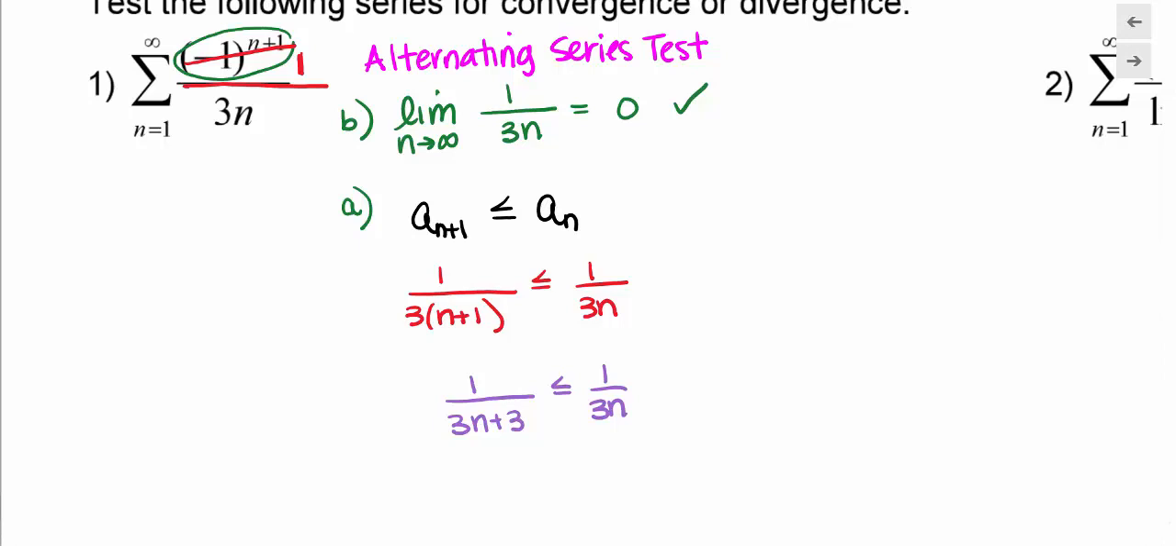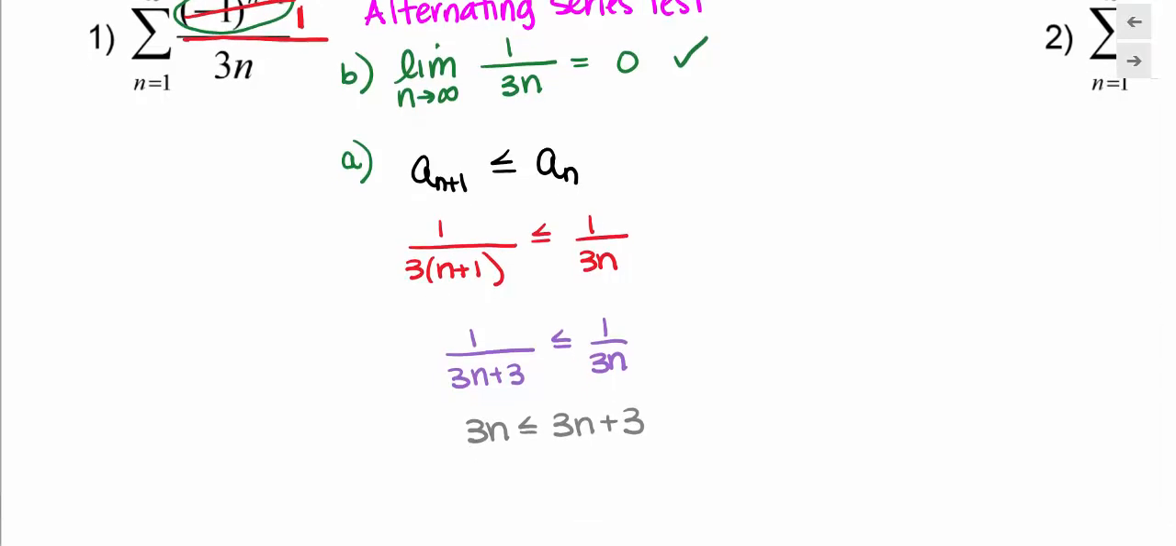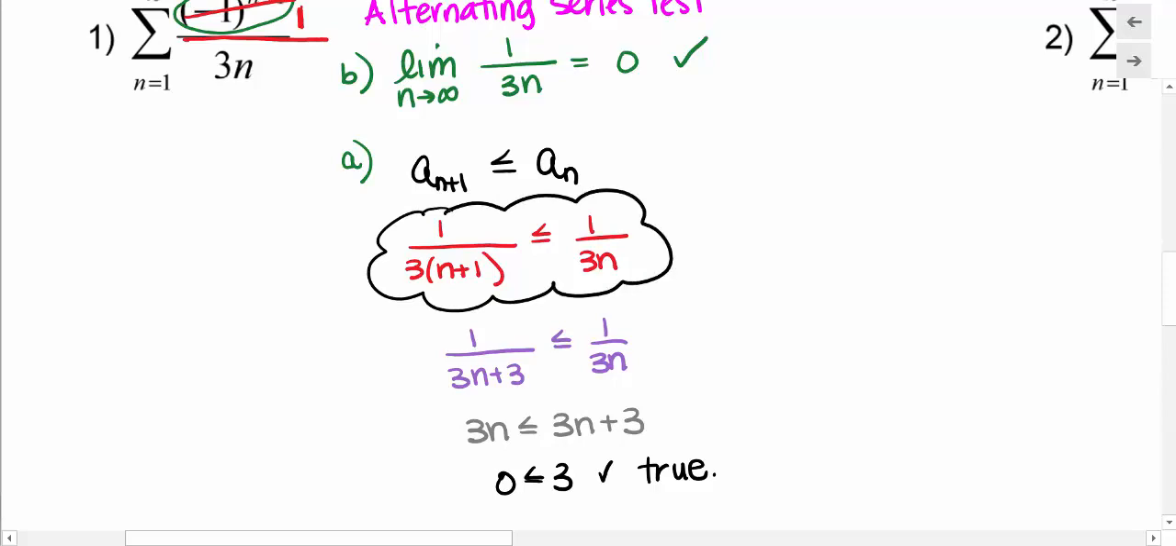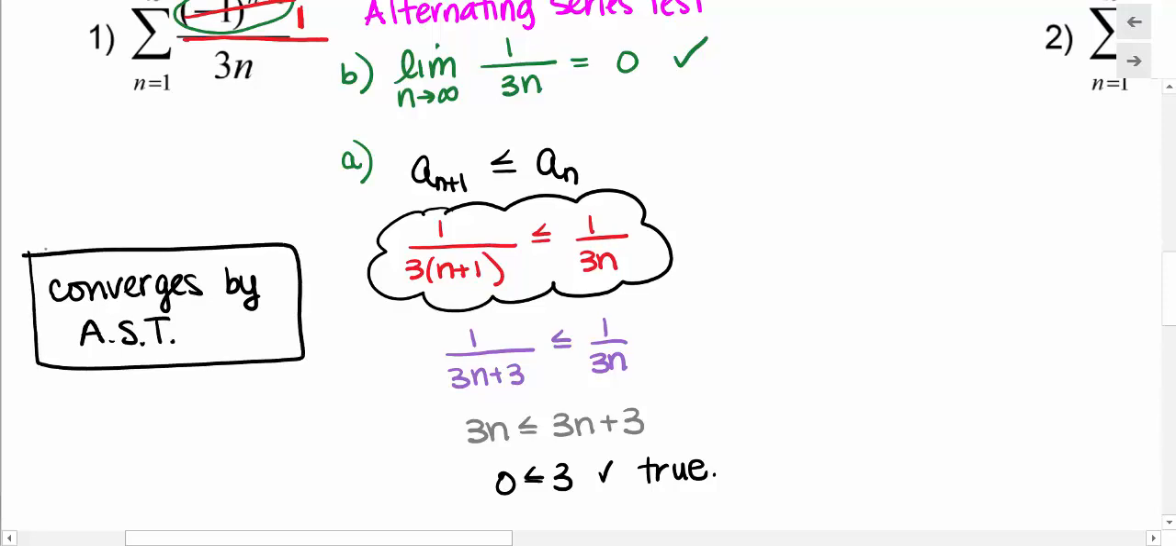I can multiply both sides by the quantity 3n plus 3 times the quantity 3n. And I have 3n is less than or equal to 3n plus 3. Subtract 3n from both sides, and you get a true statement. You cannot technically just stop here. Even though most of us can see that that will be a true statement, you need to go all the way until you have a true statement regardless of your n. And so because both of those are true, I would say this converges by the alternating series test, or if you want to abbreviate it, AST. Okay, let's look at a different one.